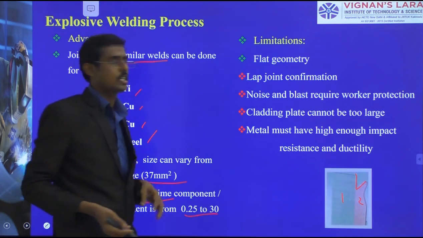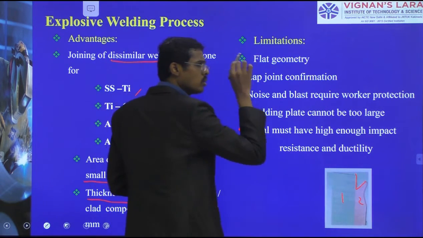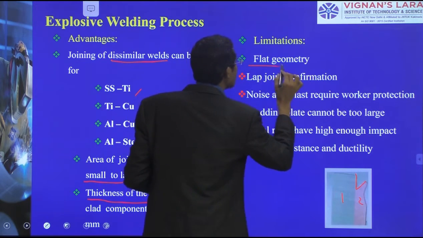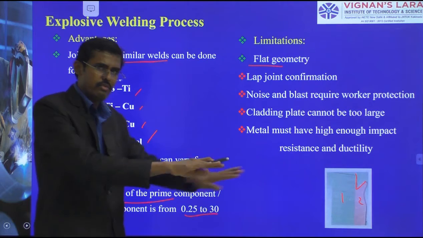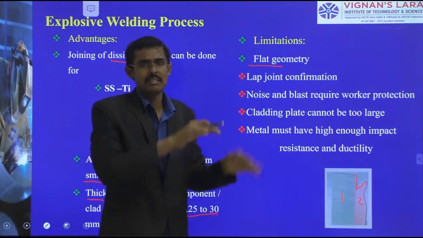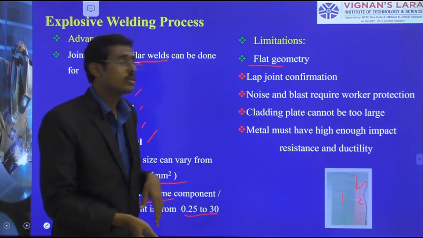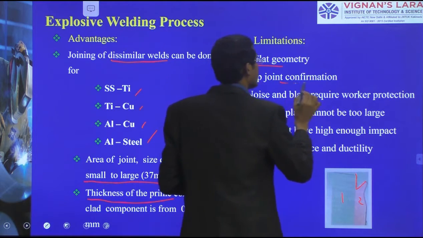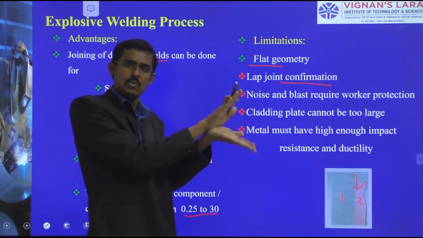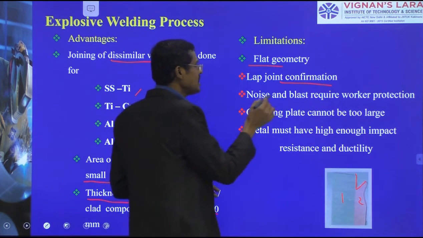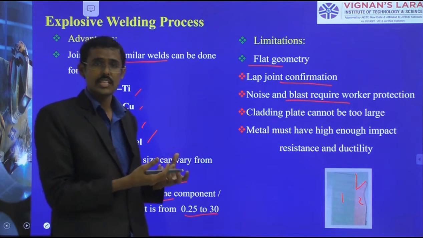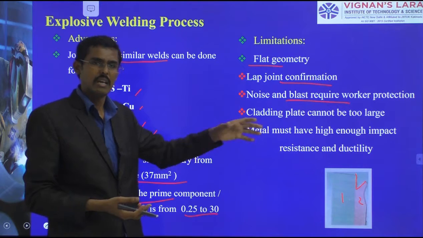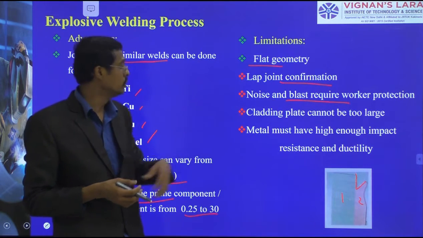What are the limitations or disadvantages? It is suitable for flat geometry only, flat cladding. It's not angular, we can't do that. Lap joint configurations, one over the other, that is what we are doing. Noise and blast are produced due to this explosive process of blasting, and it creates noise and blasting also.